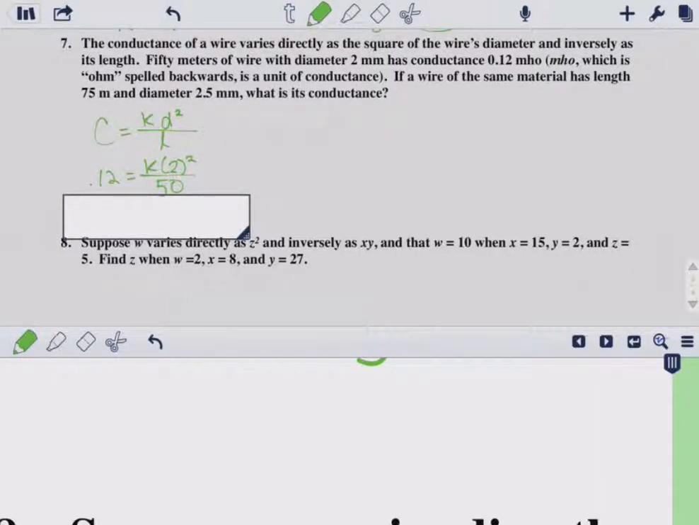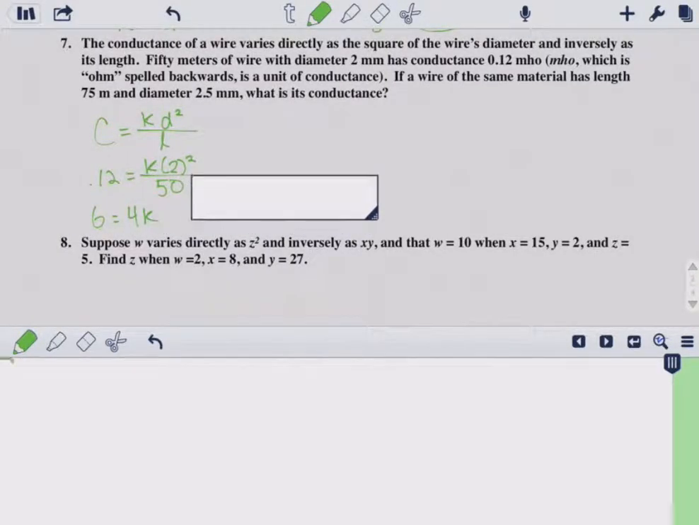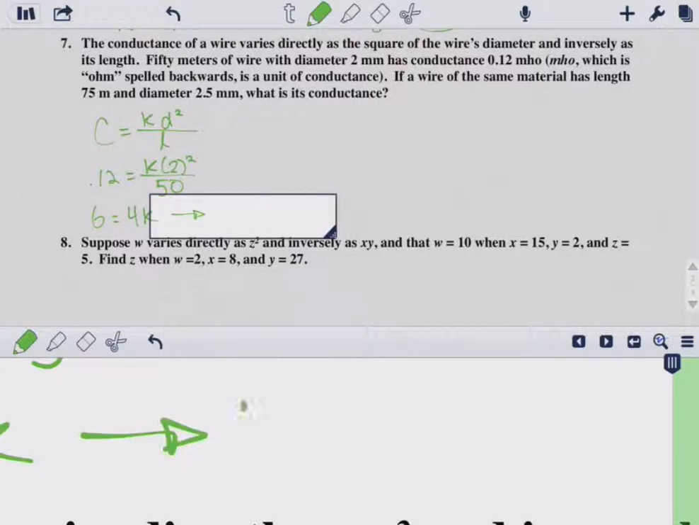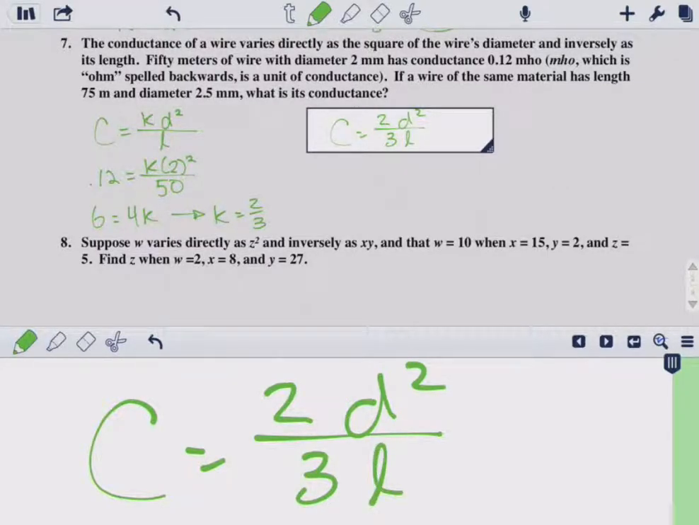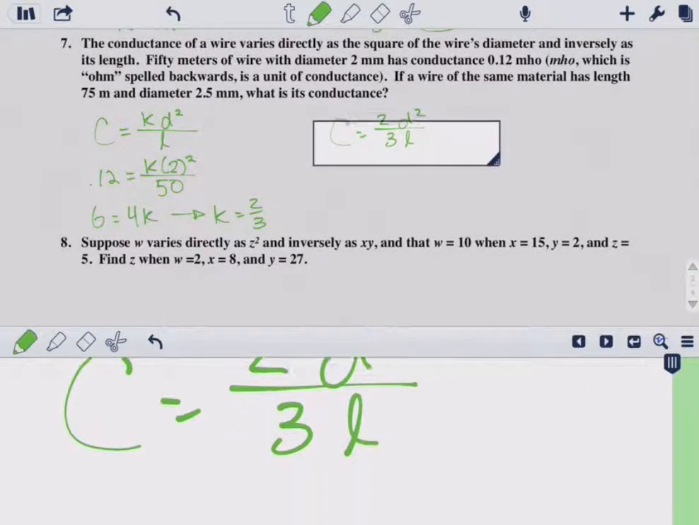So let's solve this. We've got 0.12 times 50, and that gives us 6. 2 squared is 4, so I have 6 is equal to 4k. Well, that tells us that k is equal to 2/3. So our equation is C is equal to 2/3, or 2 d squared over 3 times the length. That's how you can write 2/3 out there. And then what do they give us?